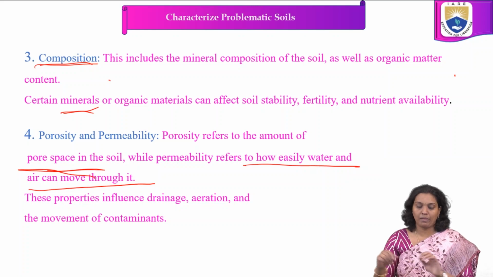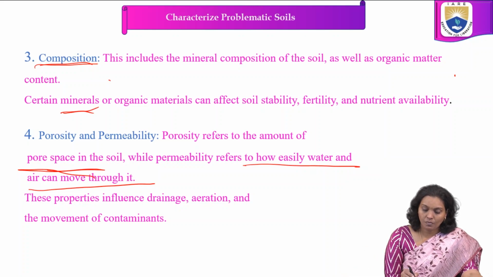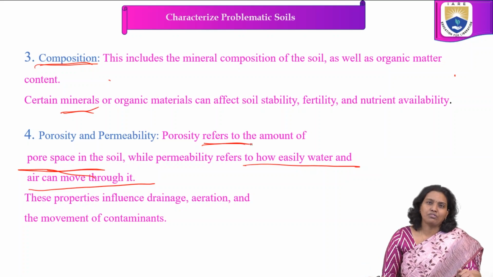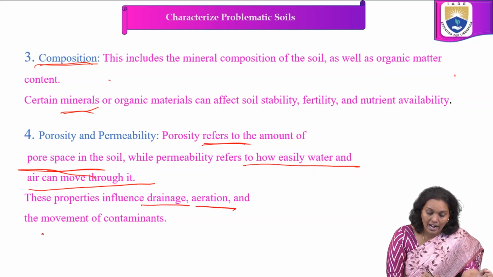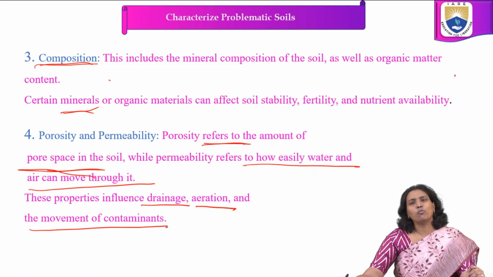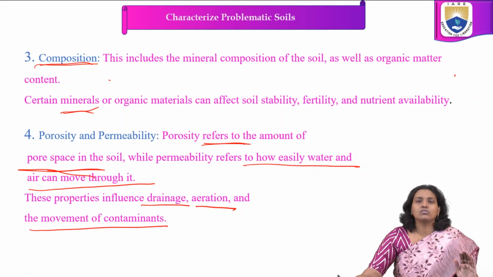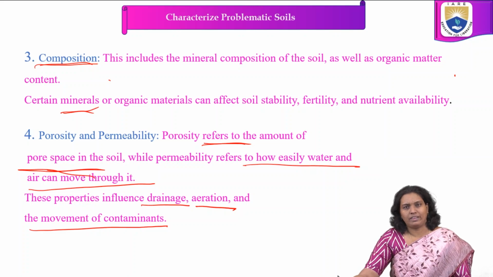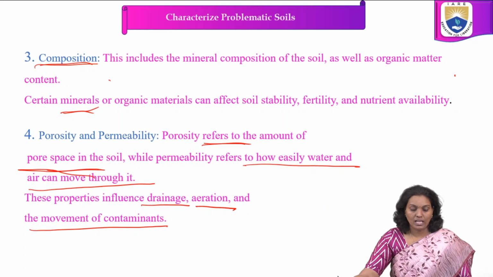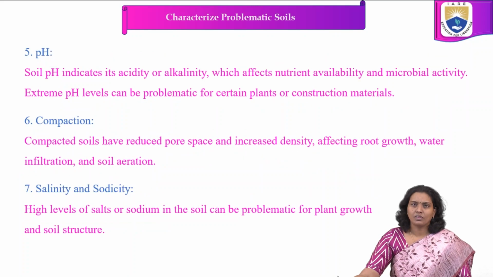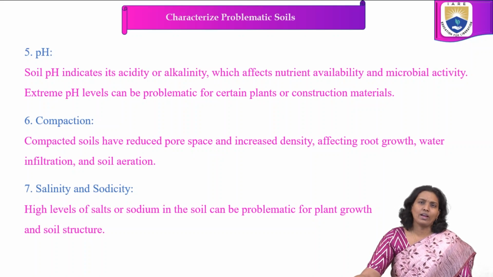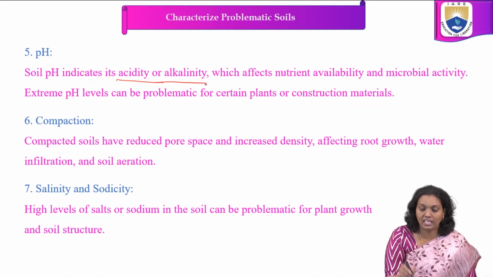Porosity and permeability refer to this kind of status of the soil, and they influence the drainage, aeration, and the movement of contaminants. The movement of contaminants gives a different kind of picture of the soil conditions. Like this, we are going to understand porosity of the soil. Similarly, permeability also.